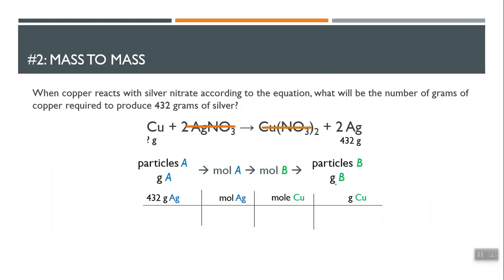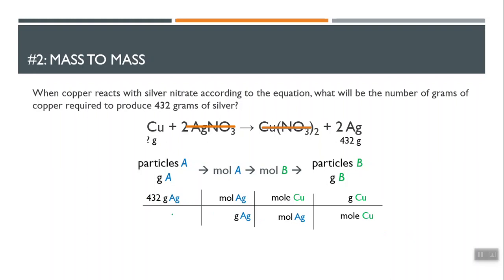Simple as that. Okay, so again, what do we do on the bottom? We just copy down the previous unit, right? So if this is grams of silver, we're going to bring down grams of silver. Moles of silver, moles of silver. Moles of copper, right? Notice I don't write any of the numbers, okay? Except for the beginning, because that's our given.